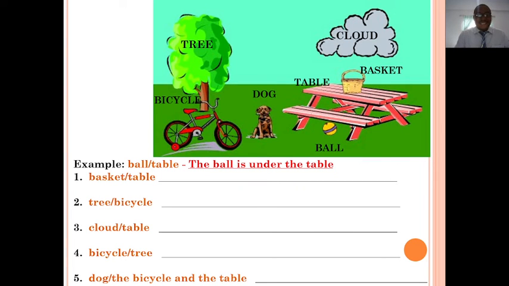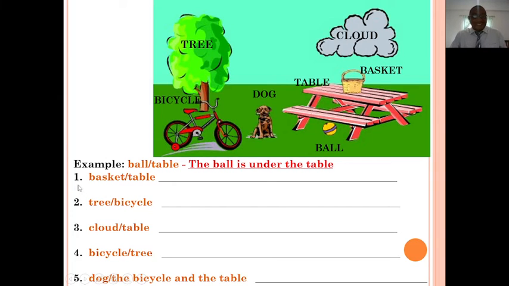So let's proceed to our next example. Now example number 1 is the ball and the table. So let's look at the ball. This is the ball and the table. So let's make sentences using the words. So let's look at the ball and the table. So where is the ball? The ball is under the table. Sentence number 1, example number 1, the ball is under the table.